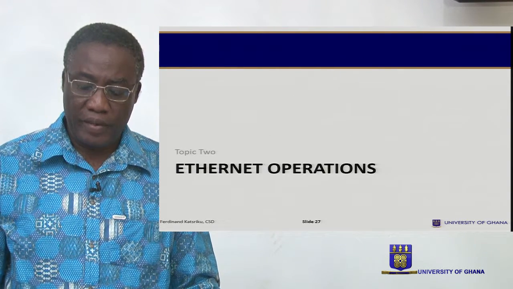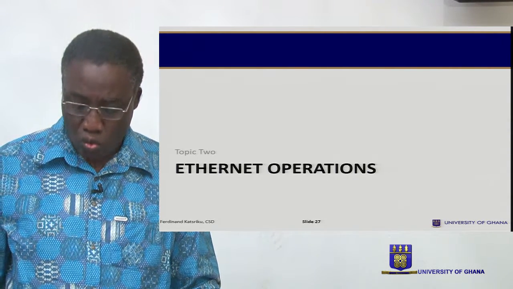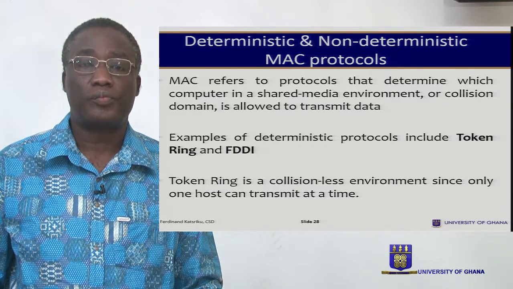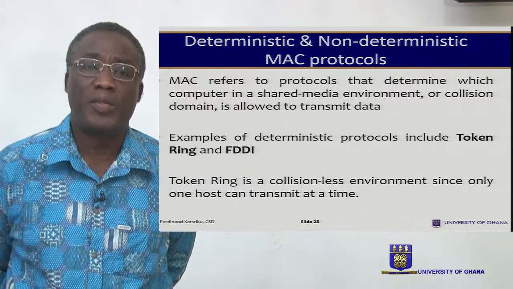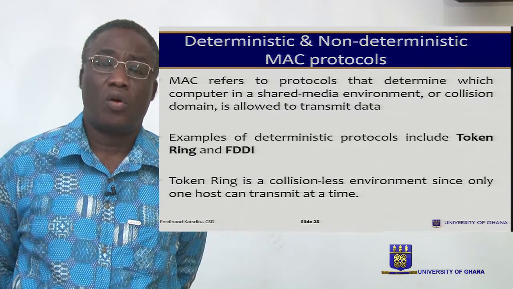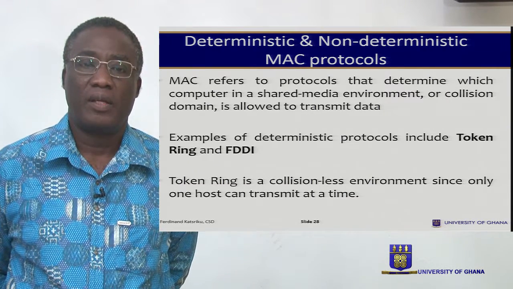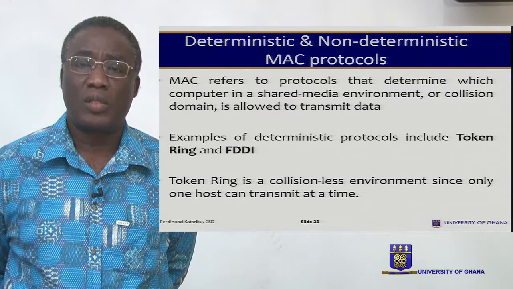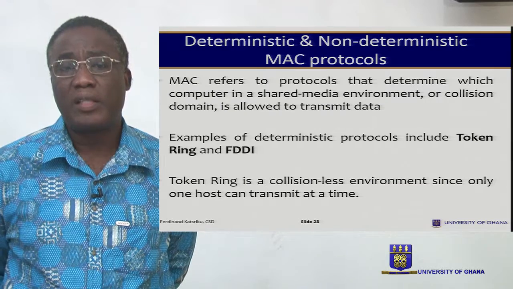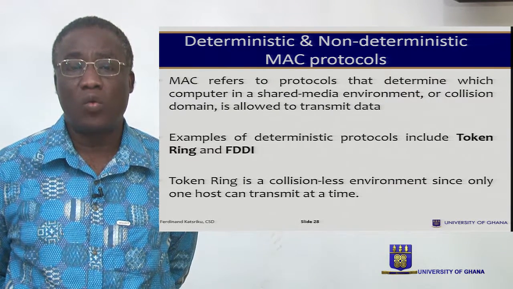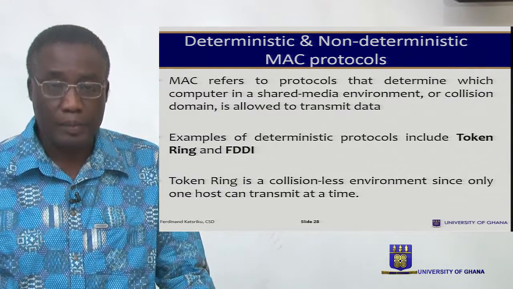We now discuss the functions of an Ethernet network. We start with the concept of MAC, that's medium access control protocol. MAC refers to protocols that determine which computer in a shared media environment or collision domain is allowed to transmit data. Examples of deterministic protocols include token ring and FDDI. Token ring is a collisionless environment since only one host can transmit at a time. If you don't have the token, you cannot transmit.